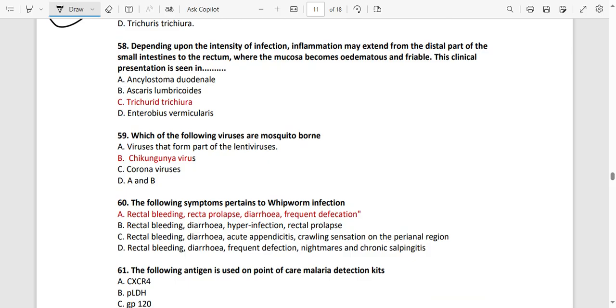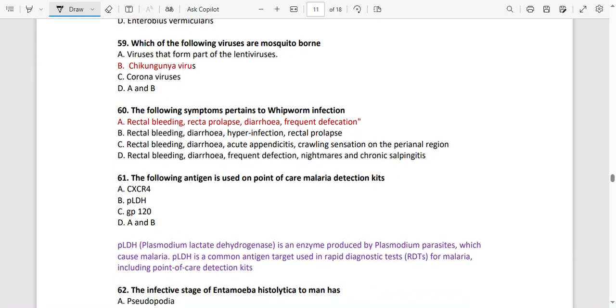Depending upon the intensity of infection, inflammation may extend from the distal part of the small intestine to the rectum, where the mucosa becomes edematous and friable. This clinical presentation is seen in. Yeah, so what we need to know about trichuriasis is that this guy, especially in heavy infection, can be very, very bad. It can be very bad such that it's going to block these large intestines, and then there can be edema, a lot of edema there. And that is a characteristic feature. And inflammation, a lot of inflammation, especially when there are a lot of worms.